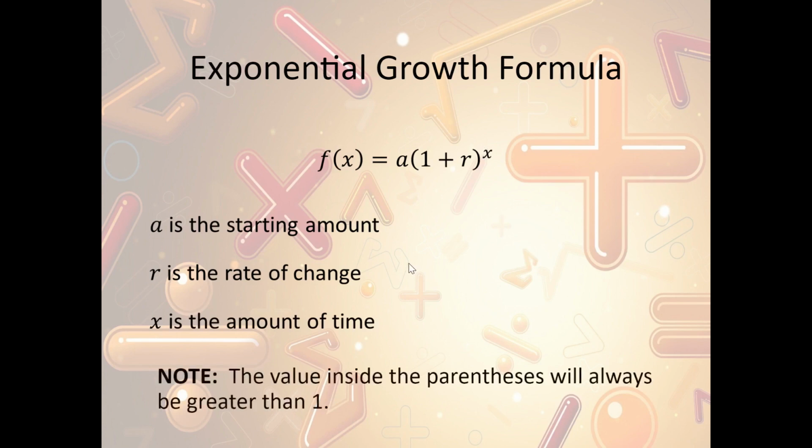Now notice the value inside the parentheses will always be greater than 1 with exponential growth because I'm adding 1 plus some number. It doesn't matter what number that is, it won't be negative. So we know it'll always be greater than 1.